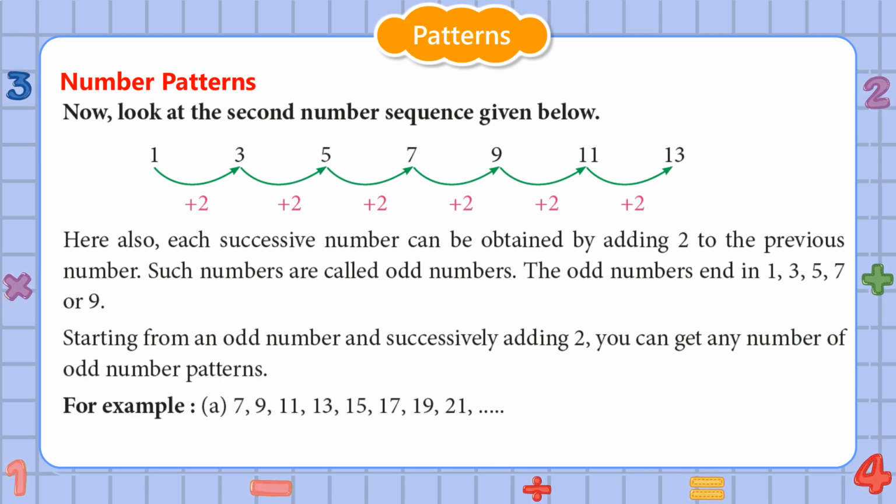For example, A, 7, 9, 11, 13, 15, 17, 19, 21 and so on. B, 61, 63, 65, 67, 69, 71, 73, 75 and so on.